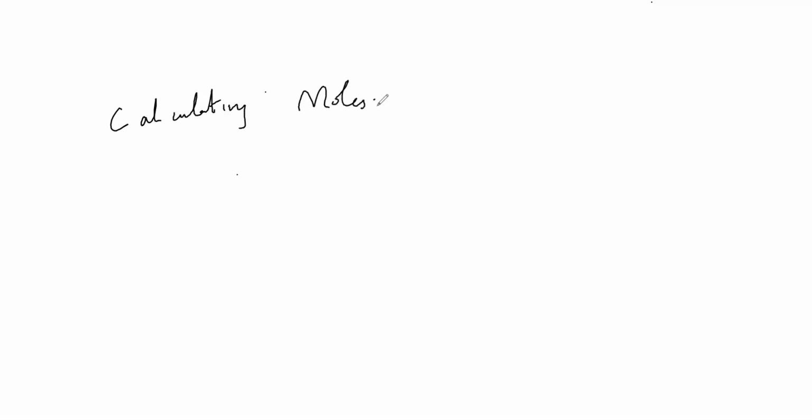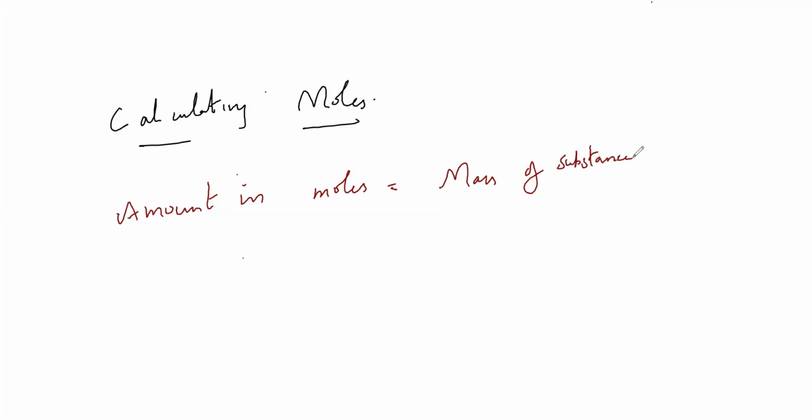Calculating moles in the mole concept. How do we calculate the number of moles? There is a simple formula for this: amount in moles is equal to the mass of the substance in grams, everything is in grams, correct, divided by our molecular mass, that is the MR or AR respectively.